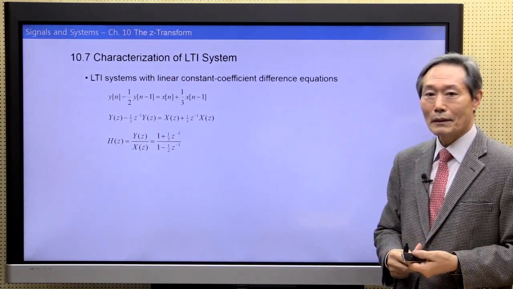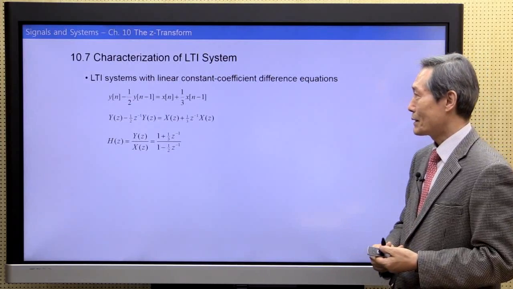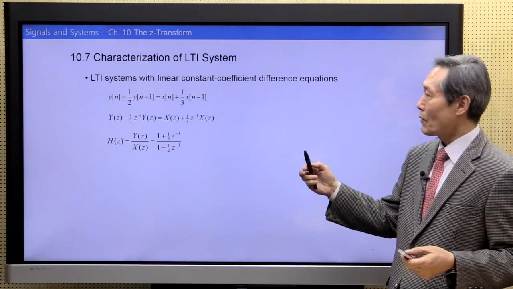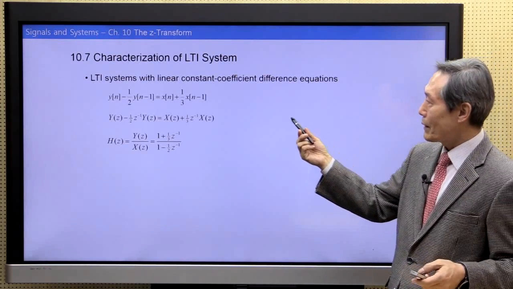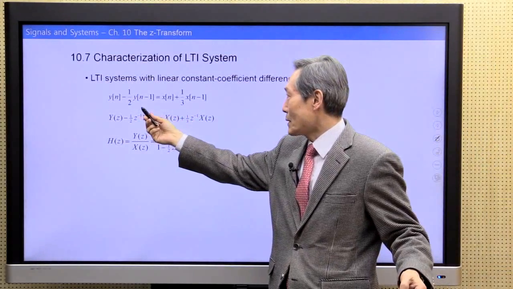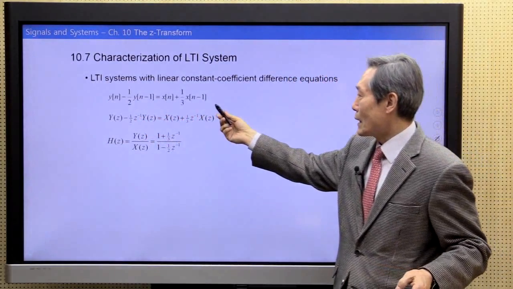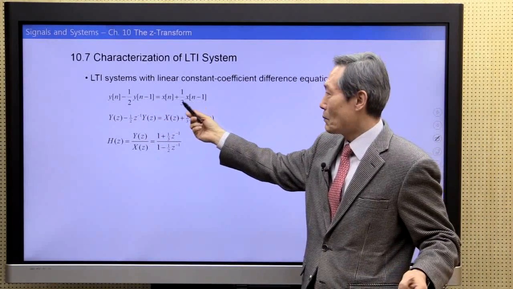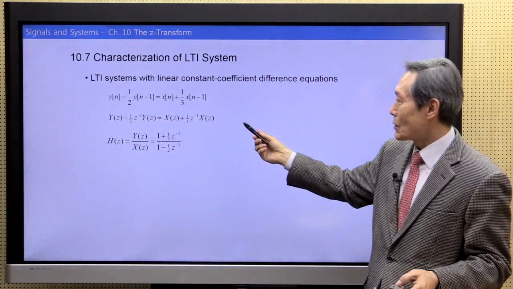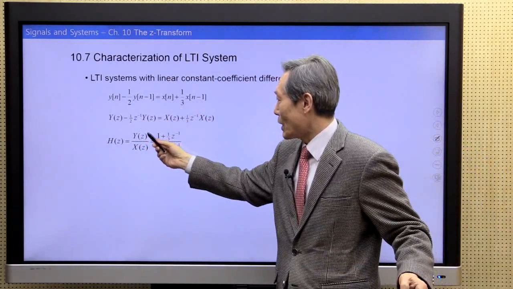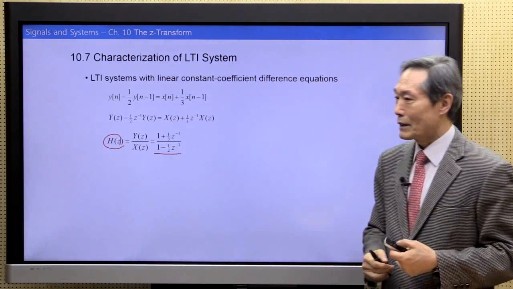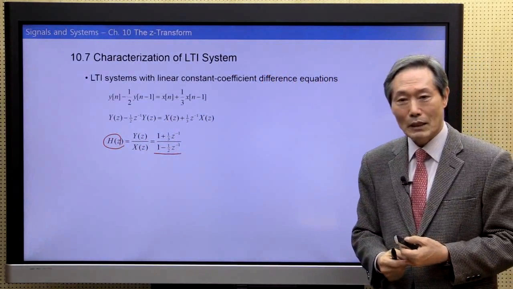Next, we consider characterization of LTI systems. An LTI system with constant coefficients will take such an expression. For example, in the first-order case, with that kind of representation, by taking the z-transform we can easily get this. By determining Y(z) over X(z), we get this system function, and by taking its inverse transform, we get the impulse response.